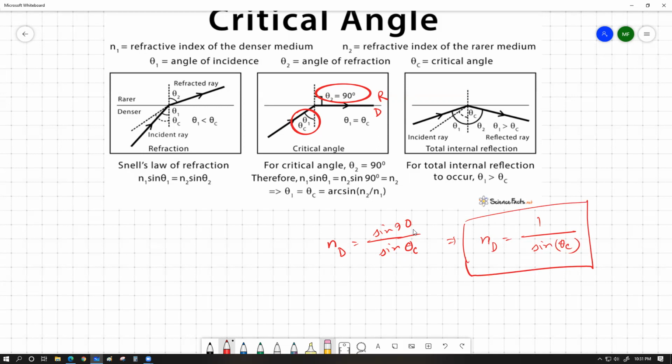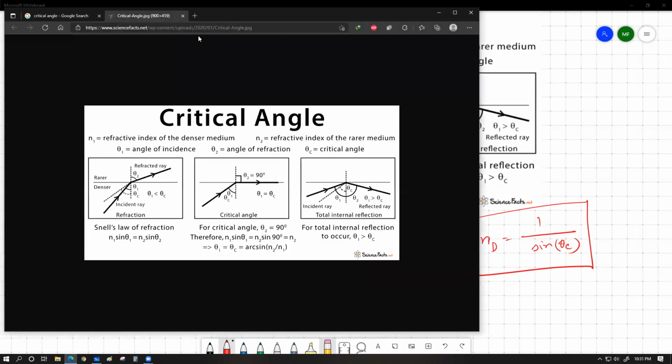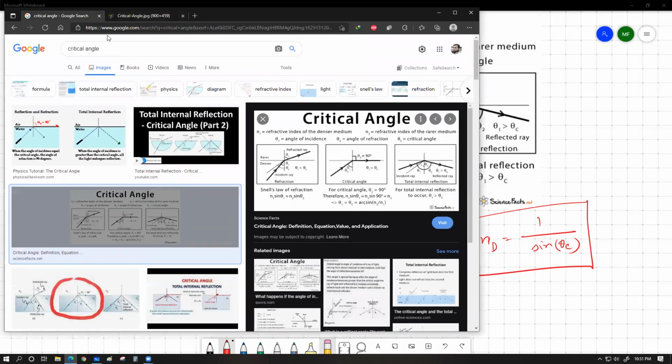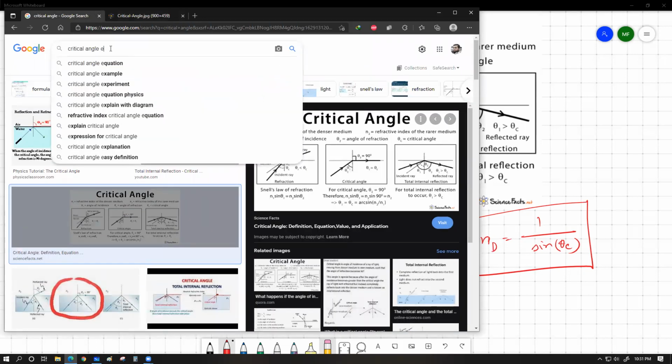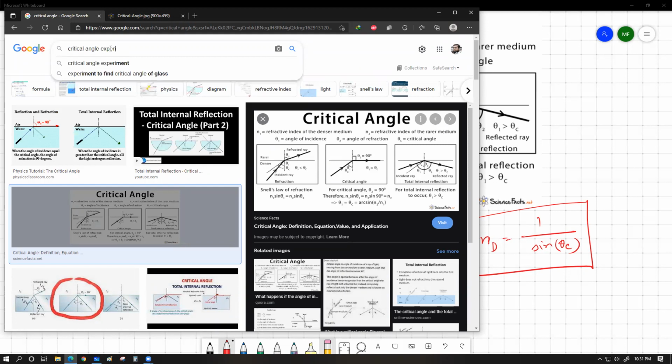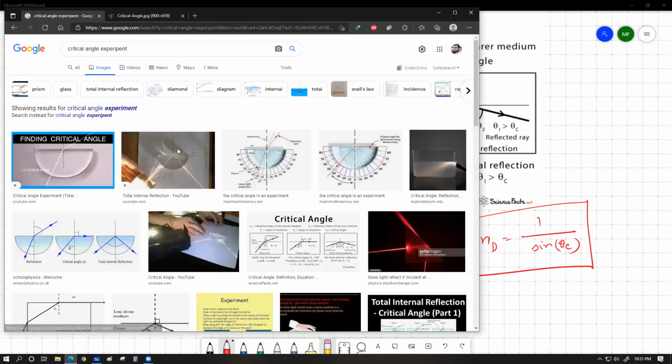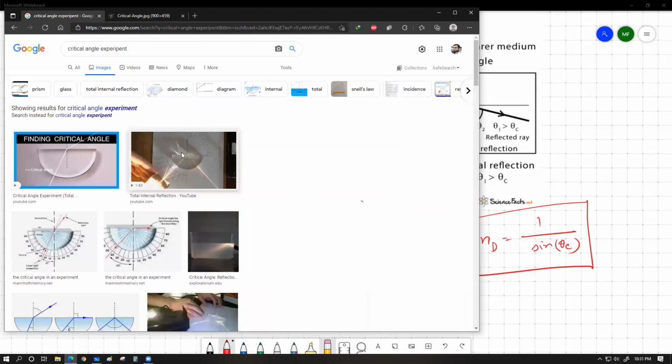And this same process can be used for a lot of refraction experiments. Let me show you one of those experimental setups. We need to understand experimental setups well, because our questions come from experimental setups. For example, this is one of the experimental setups for critical angle. Have a look at this image.